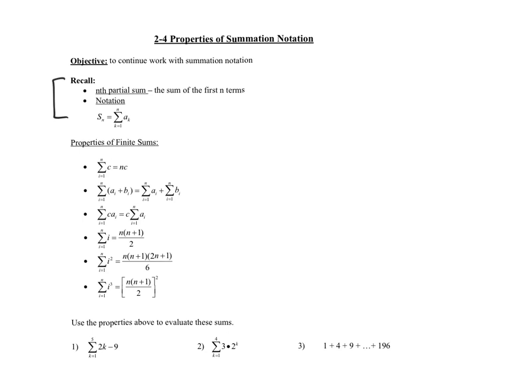So the first one, C, is a constant. So we know that if we're summing from 1 to 7 and we have a constant 2, we would multiply the 2 and the 7 together and get our answer. We can split sums, so if we're adding or subtracting, then we can add or subtract each individual summation. If there's a constant times your term, you can pull the constant out front.